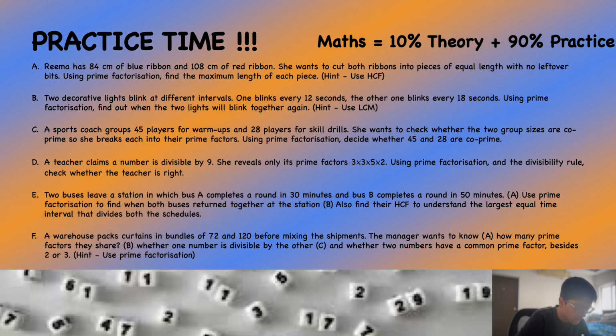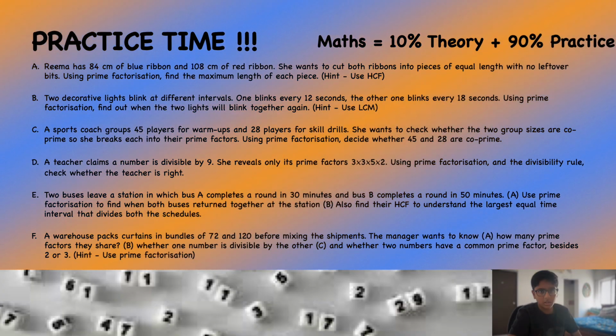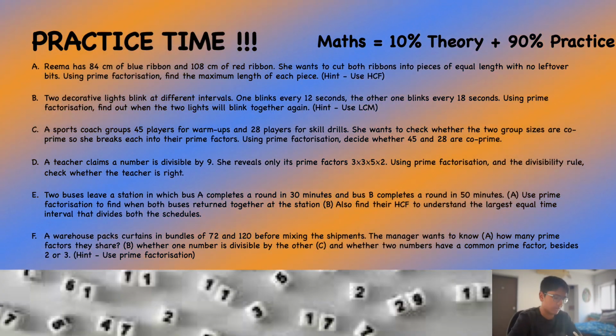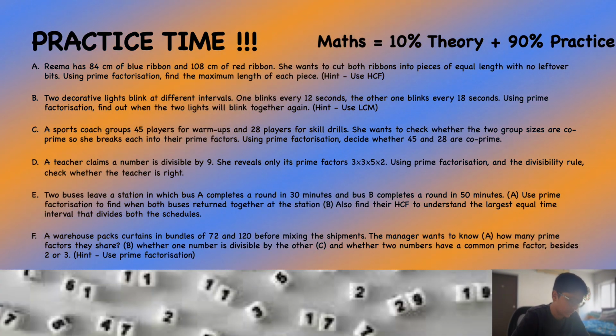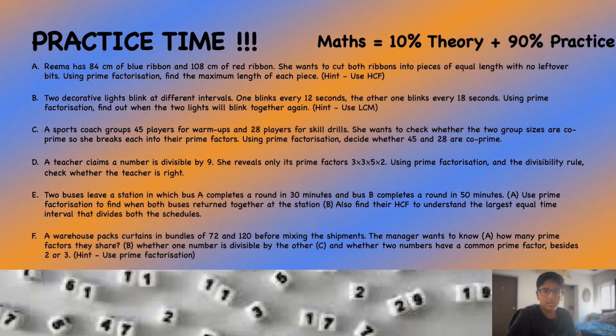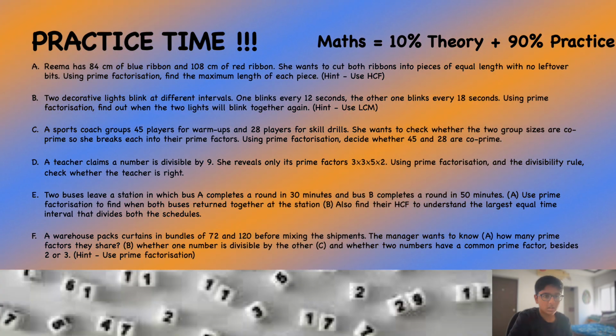27. So 3 into 3 into 3. Now HCF means all the common ones. So 2, 2 and 3. So 12 is the answer. Find the maximum length of each piece, 12.